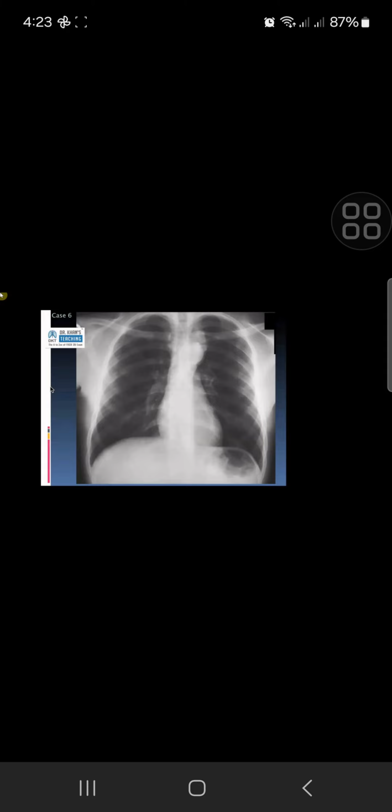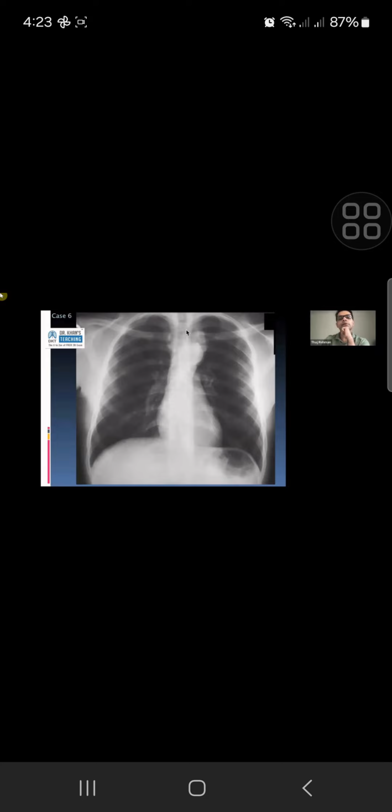Okay, sorry, it's not projecting very well, but looking at it a bit more closely, I think there probably is a bit of inferior rib notching. Yeah, so that's scalloping, or pressure changes in the inferior margin of the rib.